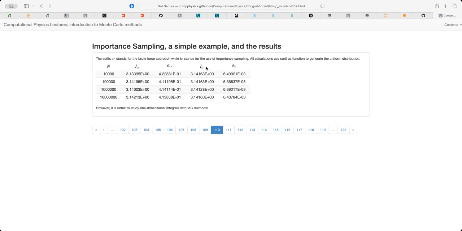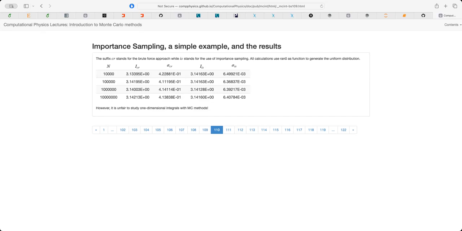Now, when I do importance sampling, you see that the result is getting better. This is the integral multiplied with 4. My integral should be pi divided by 4, so if I multiply with 4, I should get pi. And you see that the error, my standard deviation, is now 2 orders of magnitude smaller. So in Monte Carlo calculations, what you want is a more intelligent sampling, and this is what importance sampling gives you.